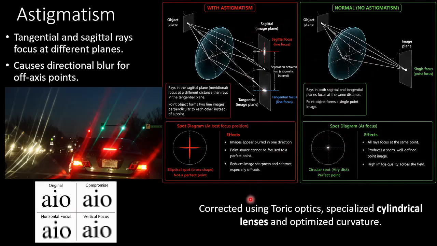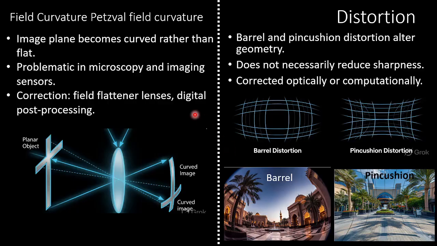Field curvature. The next aberration is field curvature, also known as Petzval field curvature. Ideally, an image should form on a flat surface, but due to optical design limitations, the image may form on a curved surface. This means if the center is sharp, the edges become blurry, and if the edges are sharp, the center becomes blurry. This is especially problematic in microscopy, astronomy, and image sensors. The correction method includes field flattener lenses, advanced lens optimization, and computational correction. Modern camera lenses are heavily optimized to reduce field curvature.